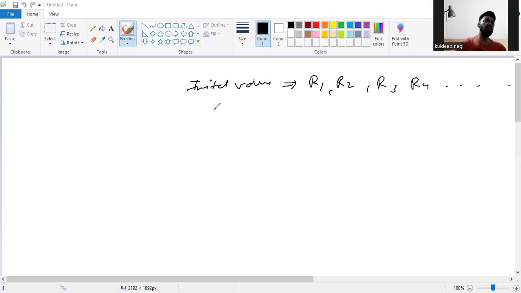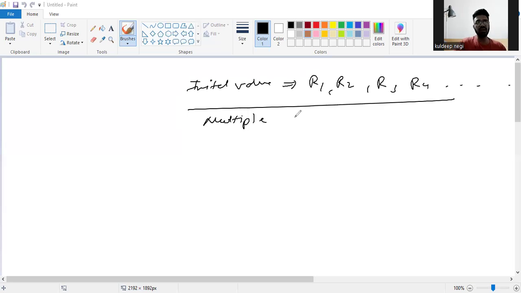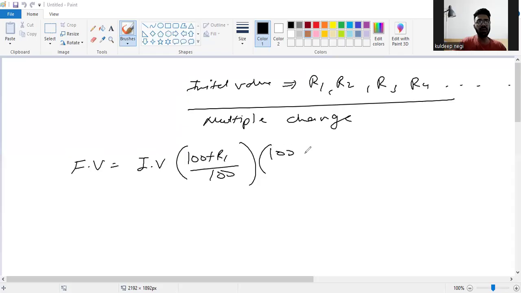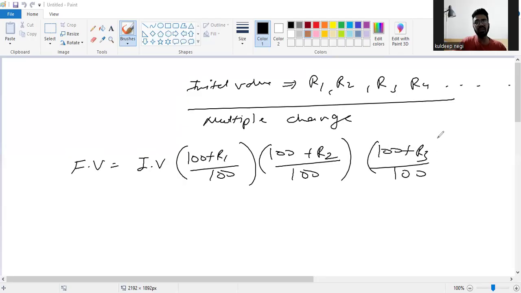So if there are multiple changes occurring, the formula will be modified: FV equals IV, that is the initial value, times (100 plus R1) upon 100, times (100 plus R2) upon 100, times (100 plus R3) upon 100, and this series of multiplication will continue depending upon the values of R1, R2 and R3.